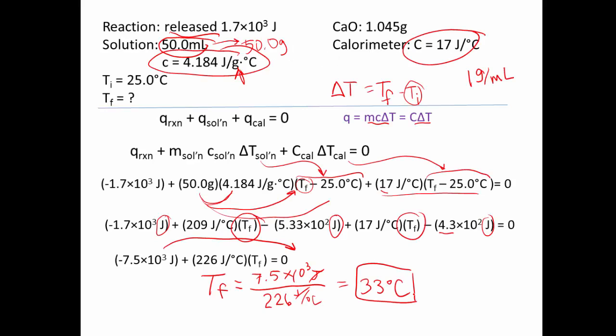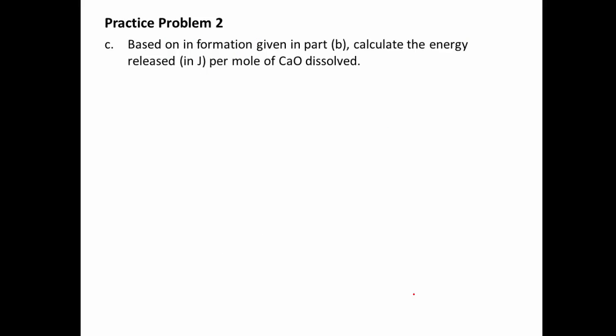There is a third part to this practice problem. We are not quite done yet. So based on the information that we have in part B, calculate the energy released in joules per mole of calcium oxide dissolved. Now, we're going to be doing this in lab as well. So we know the energy released was 1.7 times 10 to the third joules. So let's just put that.